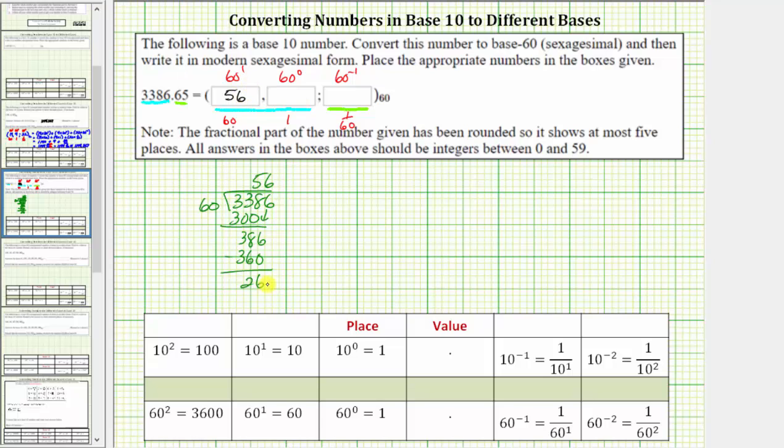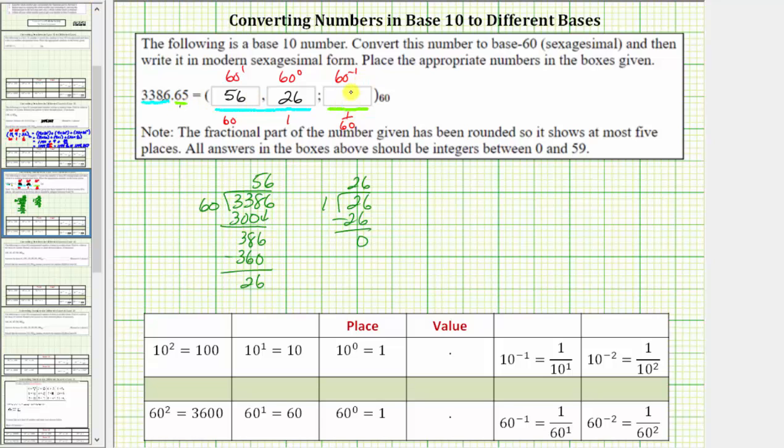The next step is to take the remainder and divide it by the value of the next place value, which is the 1's place value. Well, we know that 26 divided by 1 is going to be 26, and therefore 26 is the whole number in the 1's place value. So now we know that 3,386 in base 10 is 56, 26 in base 60, but we still need to determine what 0.65 is in base 60.